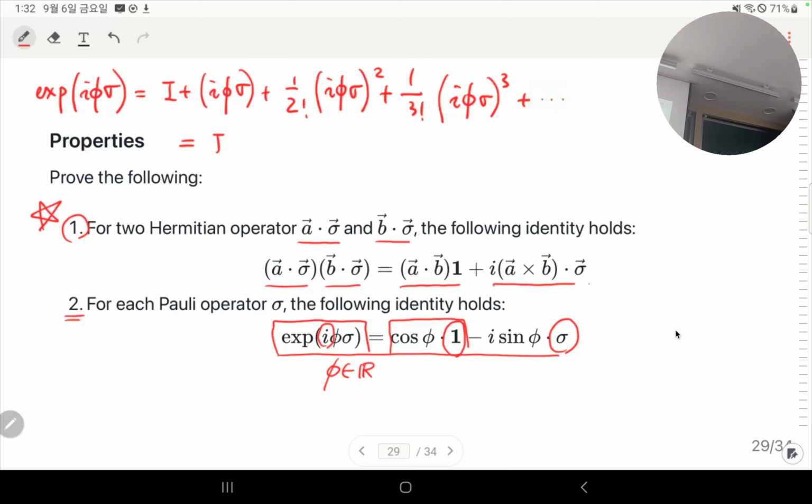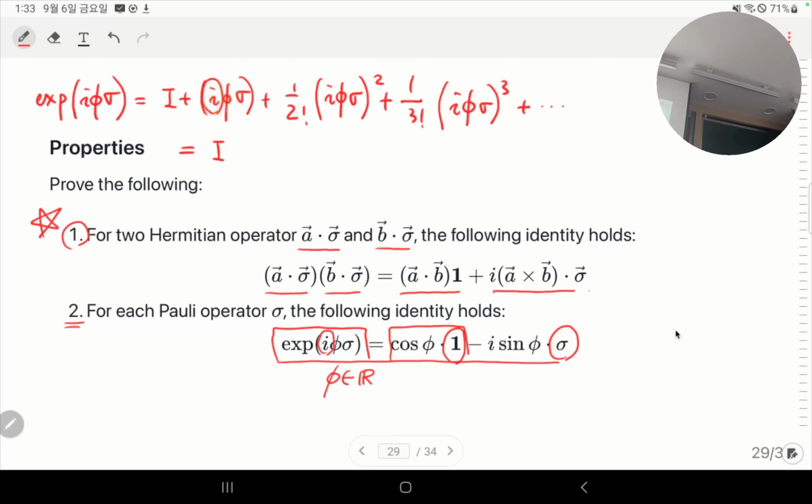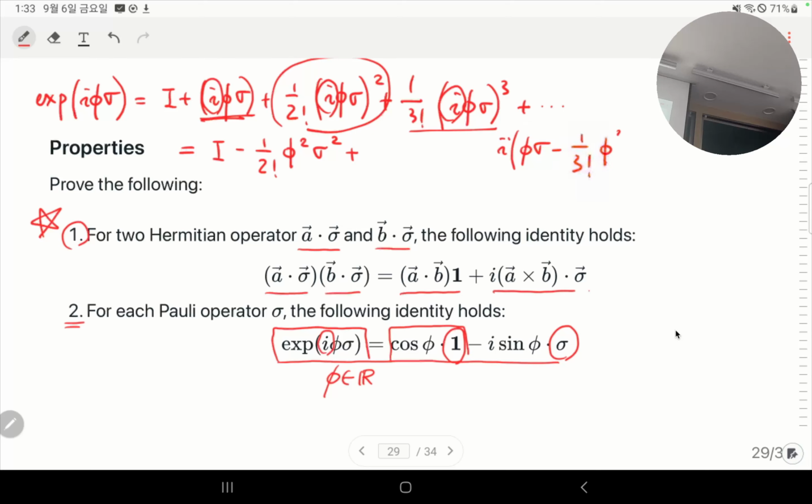So the identity is just the identity. And I want to collect the real part and the imaginary part. Okay. So although the elements of the Pauli matrix are also complex numbers, I just want to separate out these i's. So this one has i, so I'm going to put it at the end. So i phi sigma. And this one has no i because i squared is minus 1. So I get minus 1 over 2 factorial, phi squared, sigma squared. And then now I have one i because i cubed is minus i. So I have minus 1 over 3 factorial, phi cubed, sigma cubed. By the way, I can distribute the cube because this is simply a constant multiplied to a Pauli matrix, right?